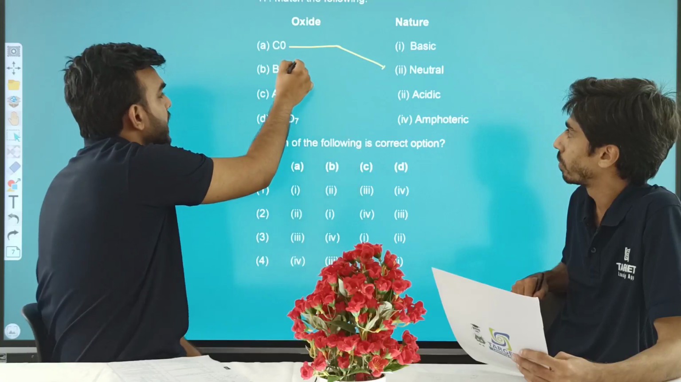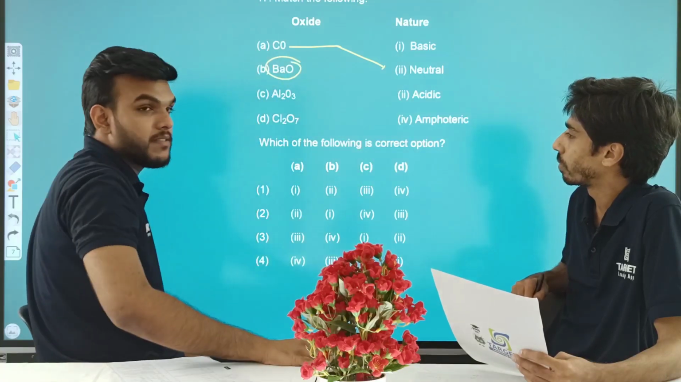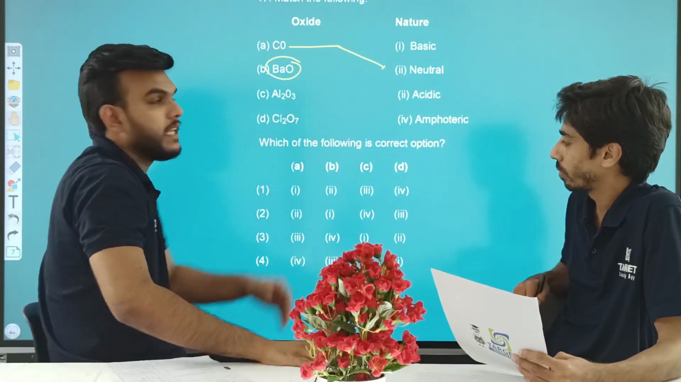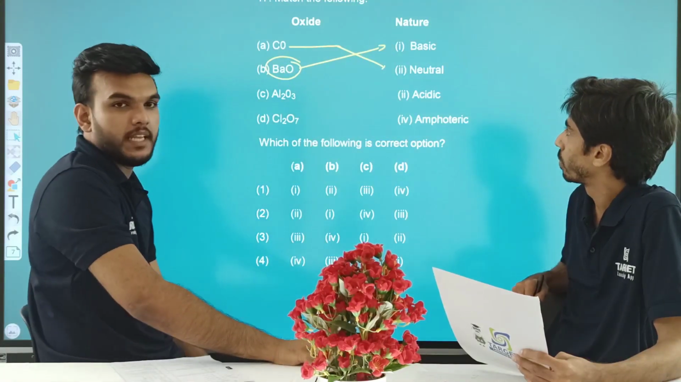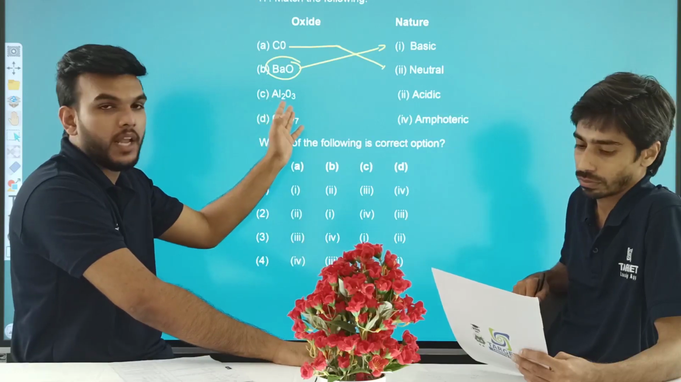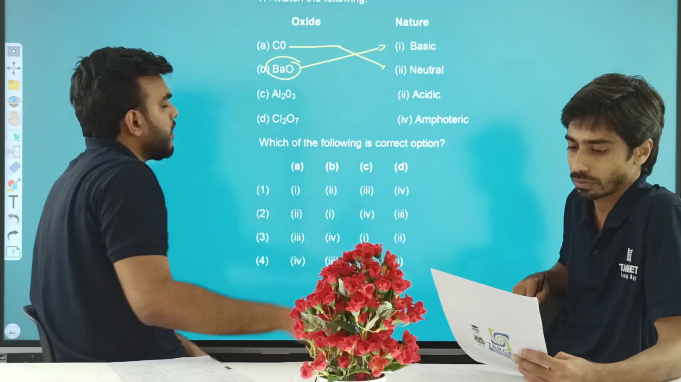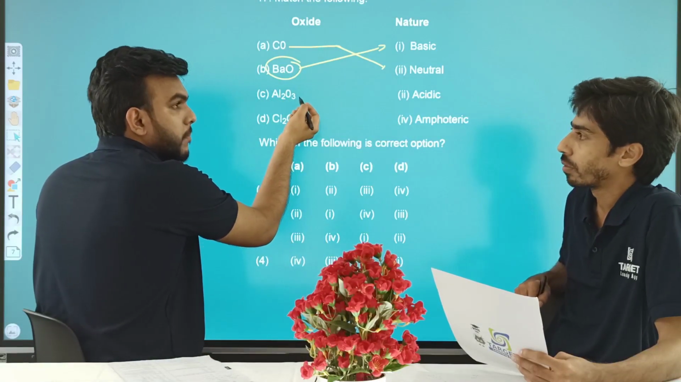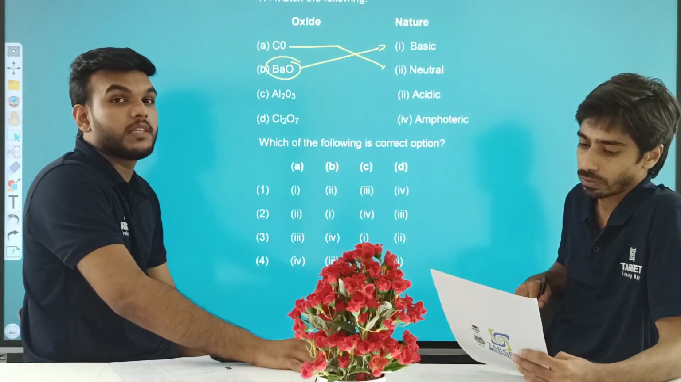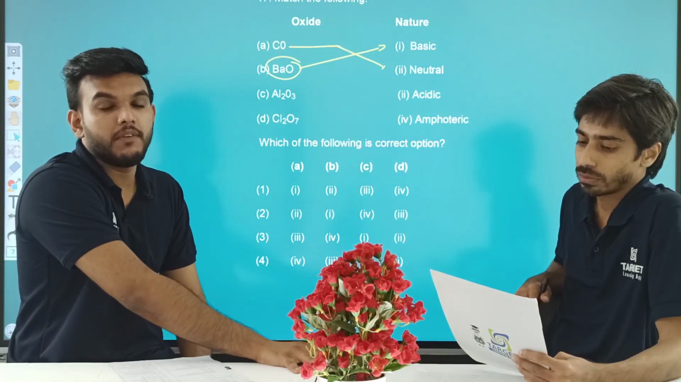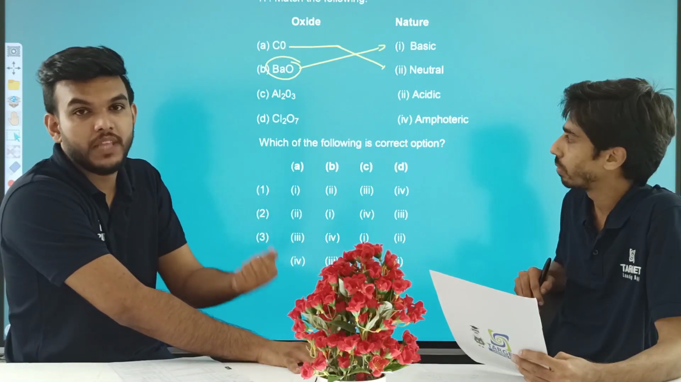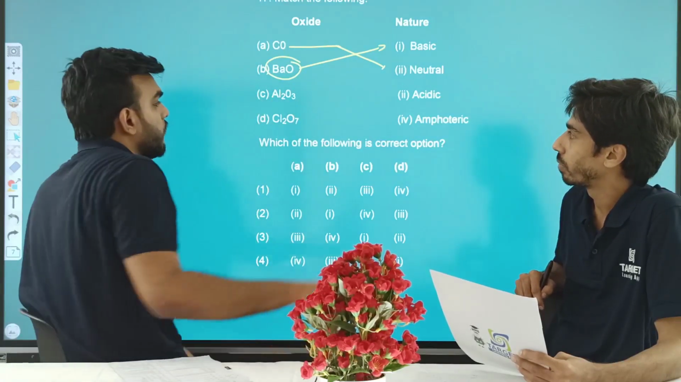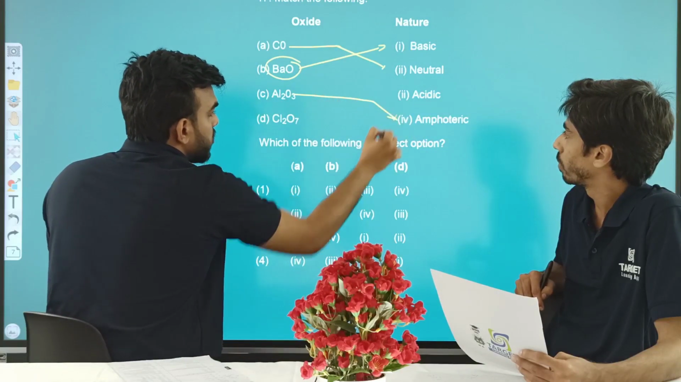In the case of barium oxide, barium is a metal, so it will be basic in nature. Metal oxides will always be basic in nature. In the case of alumina, Al2O3, we already studied this in the P block chapter, the 13th group, the boron family, with the elements boron, aluminium, gallium, indium, thallium. The oxide of alumina is amphoteric in nature.